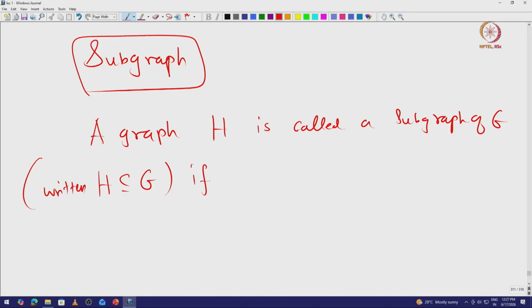So, if the following condition should be satisfied, the vertex set of H should be contained in the vertex set of G, because the entire graph H should be contained in G. So, that means the vertex set should be contained in the vertex set of G, and the edge set again should be contained in the edge set of G.